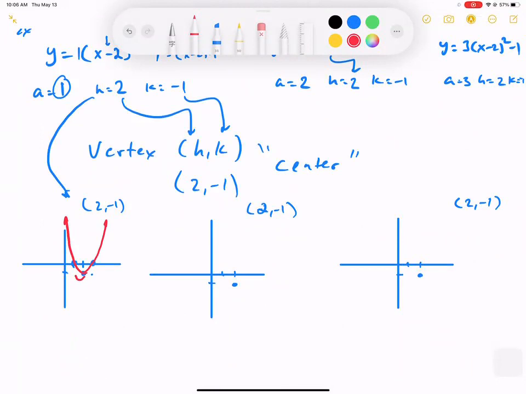Okay, our vertex is still at (2, -1). But what's the a value here? If you look at number 2, our a value is 2. So one step over, I'm not going to go one space up. I'm going to take 2 spaces up. One space over, I'm going to take 2. It's almost like slope, except it's going to grow a lot faster than a line.